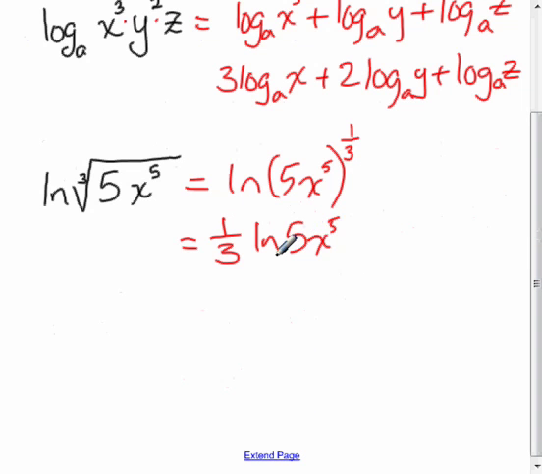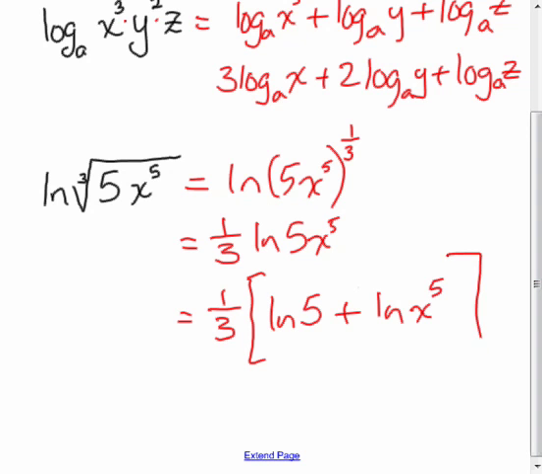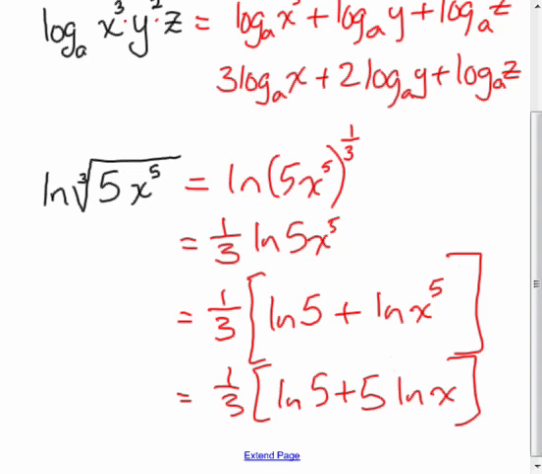Following that further, because this is a product, I could write this as 1/3 times all of this. So if I break this up with the product rule, I'll need to make sure I put everything in brackets. So this would be ln 5 plus ln x to the 5th, which you're probably already saying can be ln 5 plus, I can use the power rule here, 5 ln x. And that would be how I would express that as a sum and difference of logarithms.